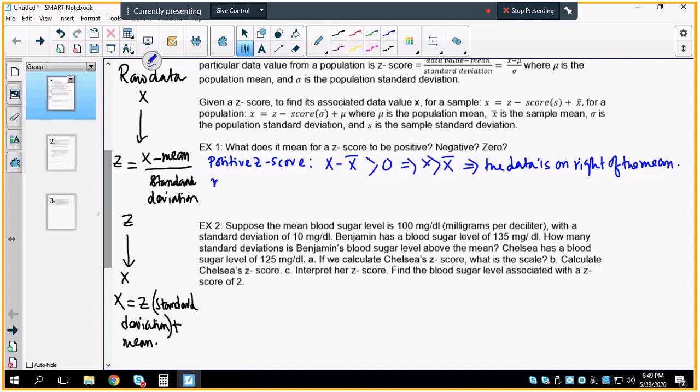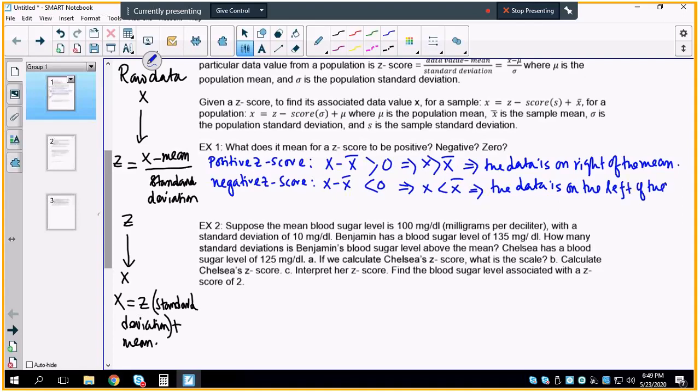Similarly, if you have a negative z-score, then x minus x bar is less than 0, which will imply x is less than x bar. So it means the data is on the left of the mean. Whereas if the z-score is exactly equal to 0, that clearly suggests that x minus x bar equals 0, which means x equals x bar. So we say the data is equal to the mean.